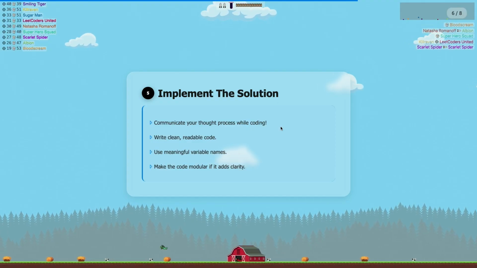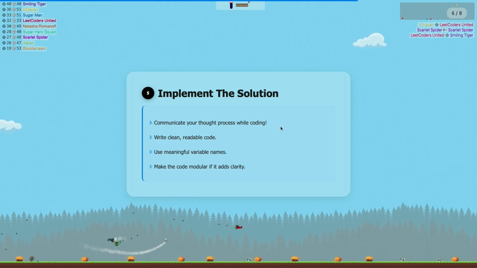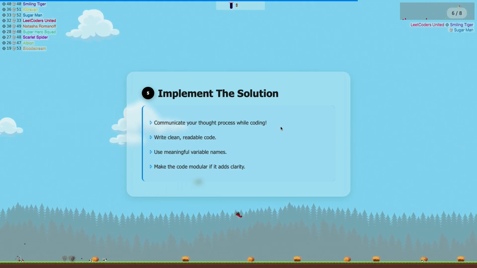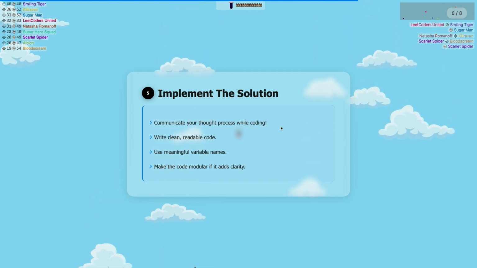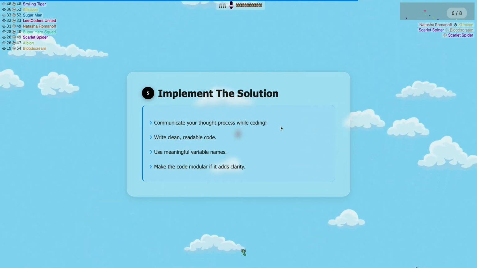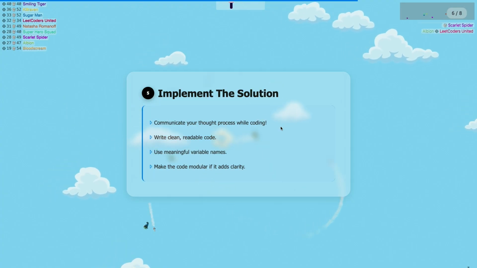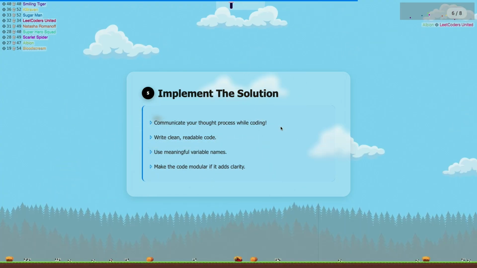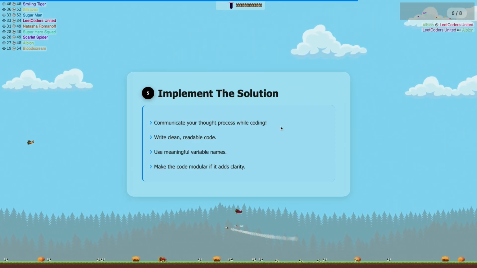Now, very important, when you implement the solution, communicate your thought process while coding. Most people go silent. You don't want to go silent. You actually want to speak as you type and explain exactly what you're doing right now. That's what I'm also trying with all my other videos. They're all practice videos where I'm trying to get better at that process. You should do that too.